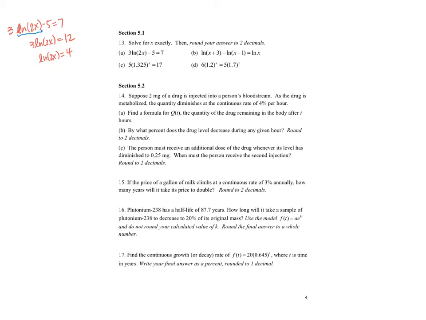Now I can rewrite this in exponential form. So my base here is e, right? So that means e to the 4th power is equal to 2x. And so then I can divide by 2. So e to the 4th divided by 2. And so this is the exact answer.